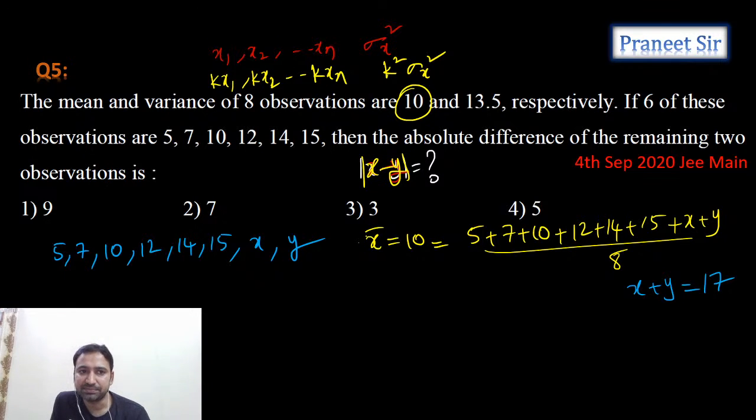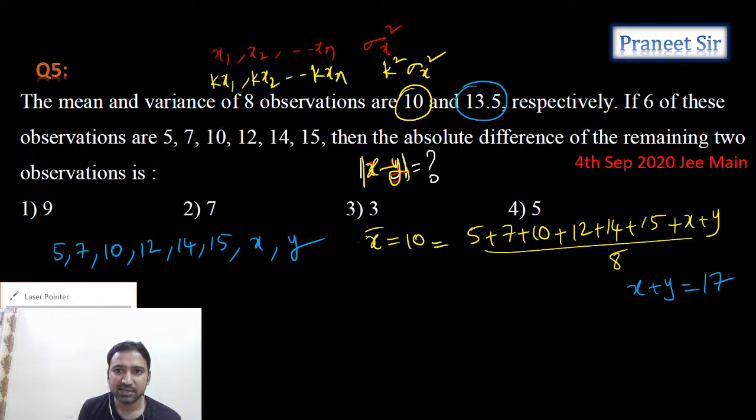Are we getting 17? Yes, x plus y is 17, we are getting it. But we need to calculate x minus y. Okay, but variance he gave. Let's see what the variance is, guys. Variance he has given as 13.5.